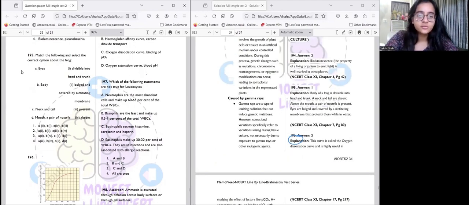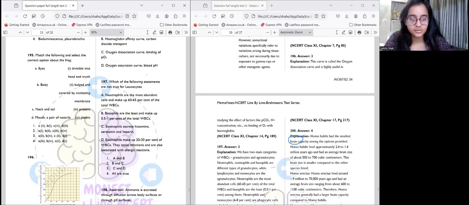For 197, which of the following are not true for leukocytes? Neutrophils are the most abundant cells, 60 to 65% of WBCs. Is that correct? So I don't think so. That's correct. So the answer for 197 is 3. 3 is C and D. So which of the following are not true?